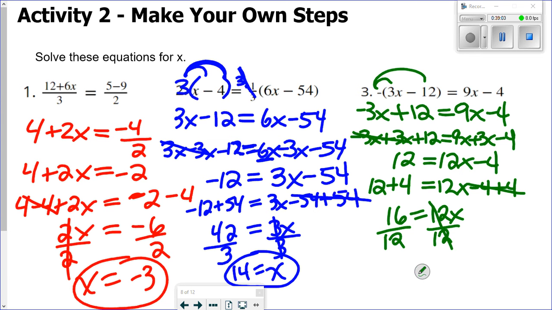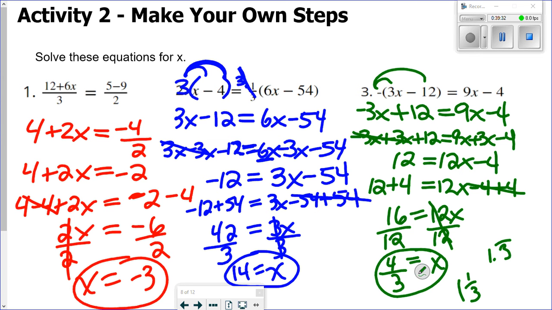Our 12s will divide out. And 16 twelfths we can most certainly reduce by 4, right? 16 divided by 4 is 4. 12 divided by 4 is 3. So I can leave my answer as x equals 4/3, or I can divide it out, and as a decimal, that would be 1.3 repeating, or as a mixed number, that would be 1 and 1/3. All three of those are equivalent answers.